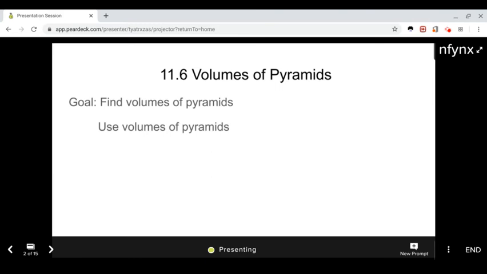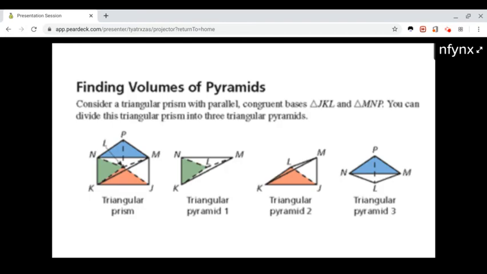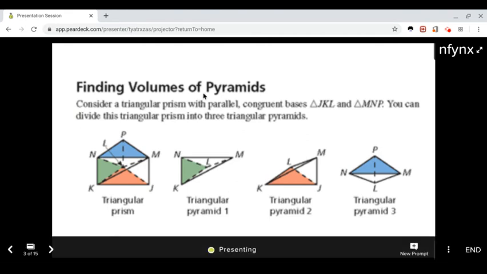So now, last time we were learning the volumes of prisms. Today it's volumes of pyramids. So our goal will be to find the volumes of pyramids and then use volumes of pyramids to solve real life applications or real life problems. The very first one that you should see on your screen is finding volumes of pyramids. So here's just something before we even begin.